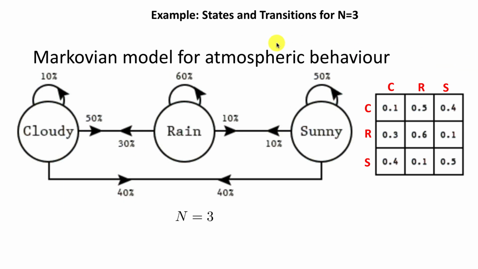For example, here's a Markovian model for atmospheric behavior. I've hardly had to change anything. So, if there's a cloudy day, then that cloudy day can turn into a rainy day with, let's say, 50% probability. If it's raining, then it'll keep raining with 60% probability. Then from a rainy day, we can go to a sunny day. From a sunny day, we can go to a cloudy day, etc., etc. All that one needs to do is change the entries in this table. So cloudy, rainy, sunny, and again, we get a 3 by 3 square matrix.